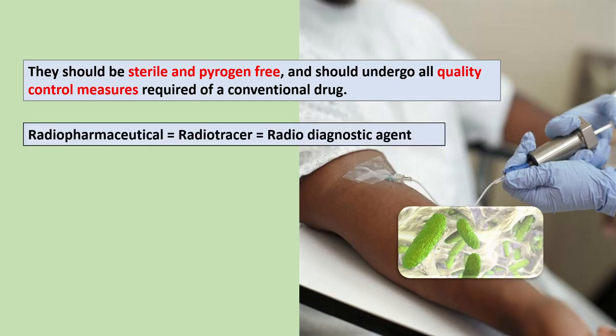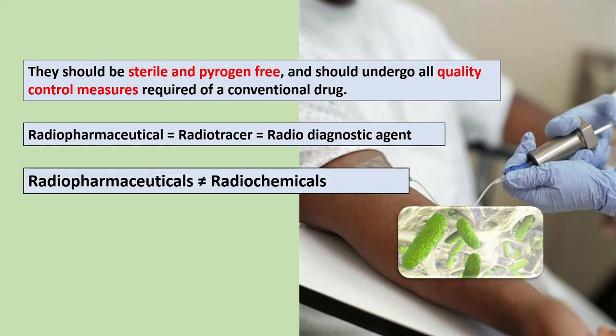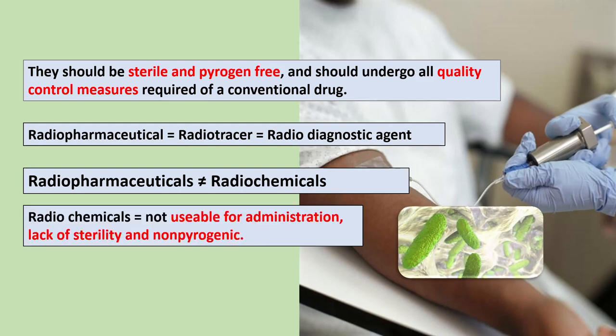We have multiple names for radiopharmaceutical. We can either call it radiotracer or radiodiagnostic agent, and these are all the same as radiopharmaceutical, but not the same as radiochemicals. Radiochemicals and radiopharmaceuticals are not equal. Radiochemicals are not usable for administration because they lack sterility and are not non-pyrogenic in nature. That's why radiochemicals are not usable for administration in humans.